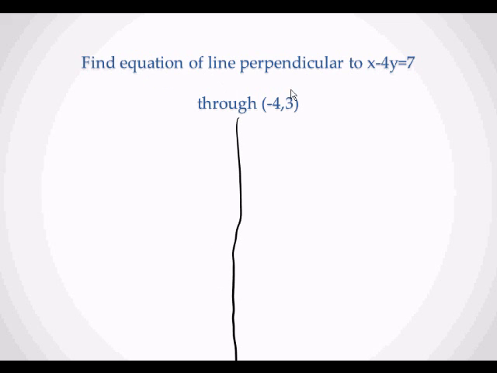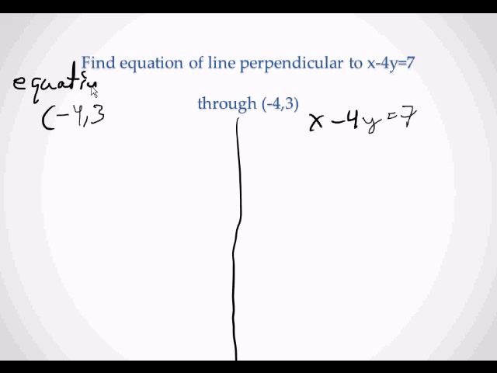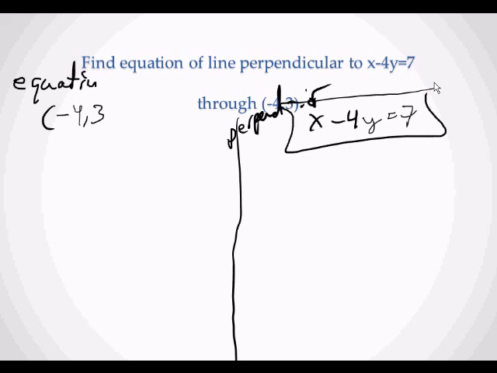Find the equation for a line perpendicular to x minus 4y equals 7. So this is the one where I drew 2 lines here. Find an equation perpendicular to x minus 4y equals 7, and it goes through negative 4, 3. So we're looking for an equation on this side of the line, but it has to be perpendicular to this side.